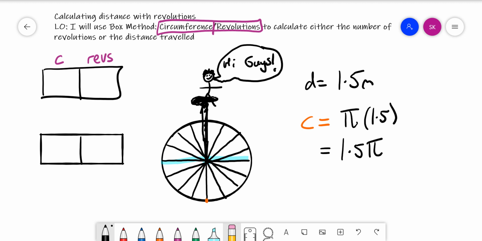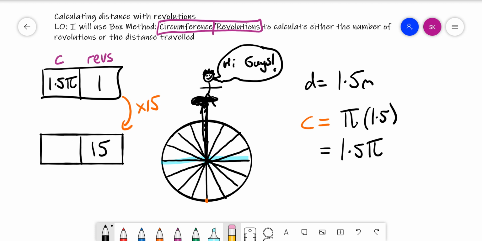Now the circumference is 1.5 pi, and that is the distance travelled from one revolution. Now if Javid travels 15 revolutions, I'm going to write that there. And so to find the distance that he travelled, we need to figure out what goes in that box. The connection is obviously times by 15, and so we do 1.5 pi times 15.